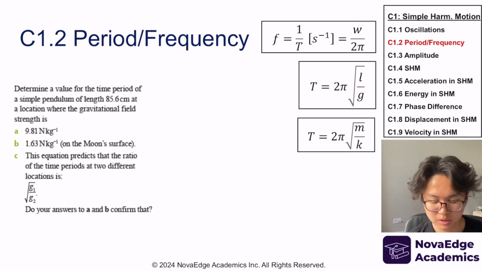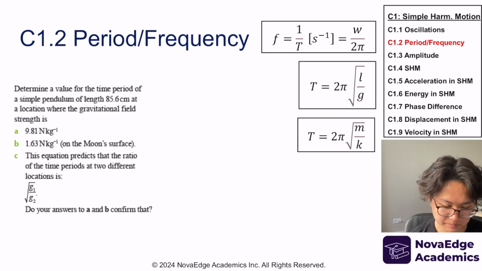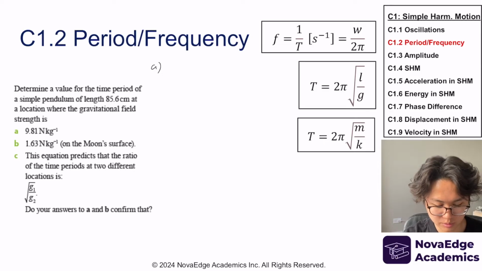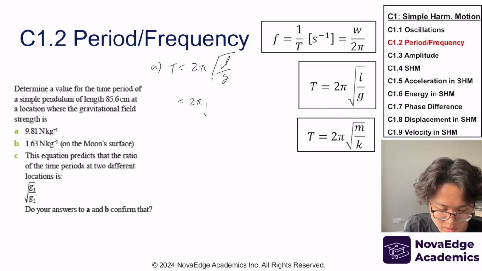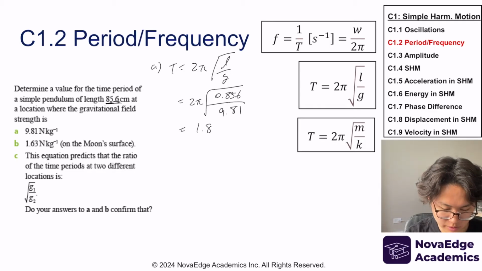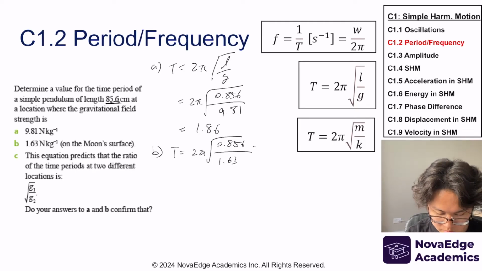Okay, let's try this problem. Pause the video and give this one a try. If gravitational acceleration is 9.81, then it's just plugging in. All you have to do is make sure that you convert length into meters. This gets me 1.86. For B, let's just replace that with the Moon's gravitation. What do I get? 4.55.